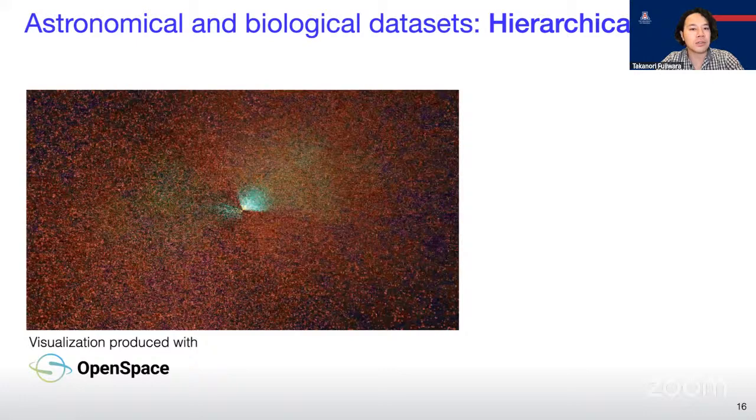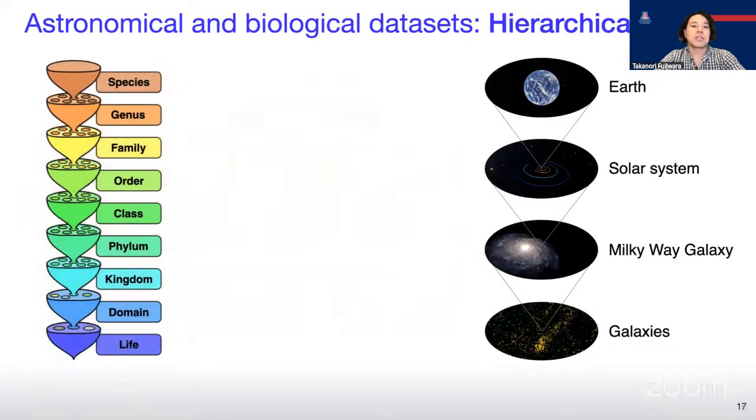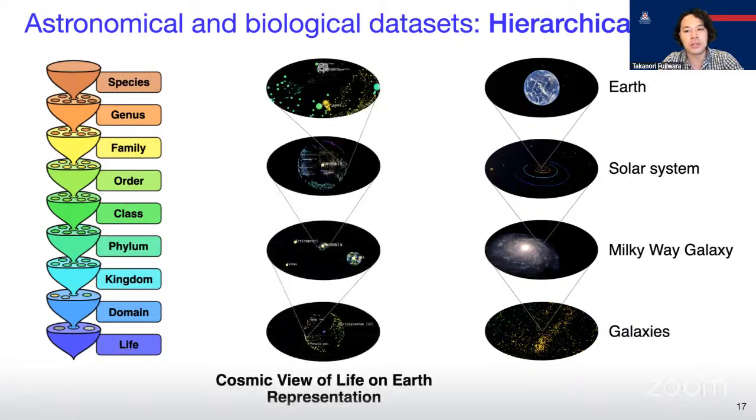Okay, so as noted in this video, astronomical objects can be organized in a hierarchical manner, starting from the Earth, solar system, Milky Way galaxy, even to the groups of galaxies. Similarly, biological categorization also uses a hierarchical structure, starting from species, genus, family to class, kingdom, even domain. So this project, Cosmic View of Life on Earth, introduces 3D representations that convey this biological hierarchy while using analogies to the hierarchical organization of astronomical objects.